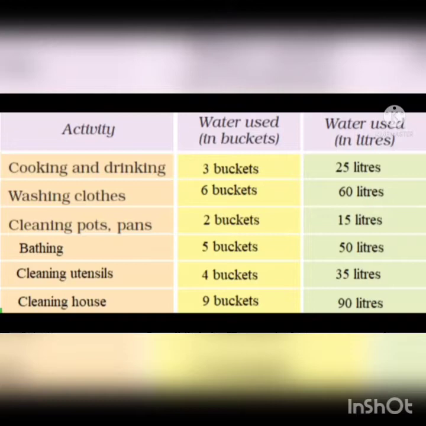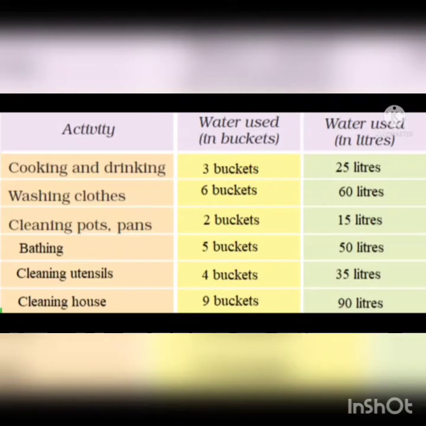Activity, cooking and drinking: water used in buckets, 3 buckets, and water used in liters, 25 liters. Next is washing clothes: 6 buckets, and 60 liters. Then cleaning pots and pans: 2 buckets of water used, and 15 liters. Next is bathing: 5 buckets of water is used, that is 50 liters. Next is cleaning utensils: 4 buckets of water is used, and it means 35 liters. Next is cleaning house: 9 buckets are used, that is 90 liters.